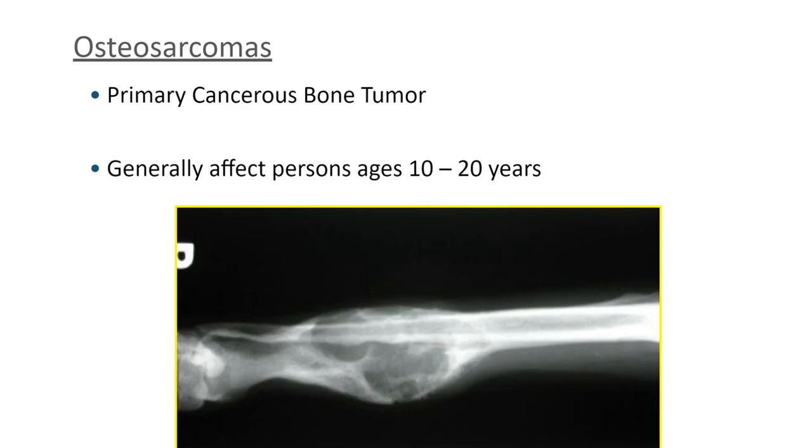So what I'd like you to remember is anytime you see the word sarcoma, that is going to refer to a malignancy, and osteo, of course, referring to the bone. So multiple myeloma and osteosarcoma would be examples of primary bone malignancies.